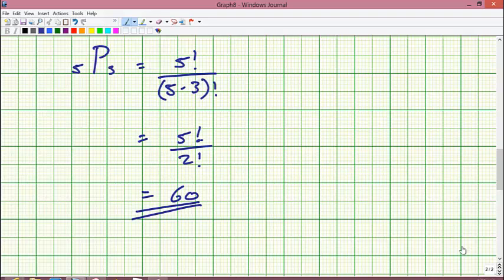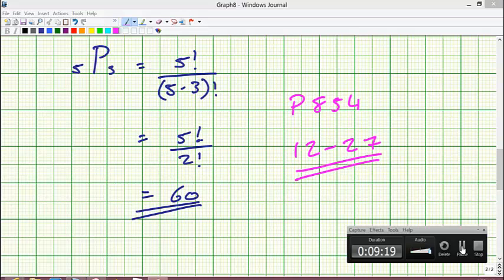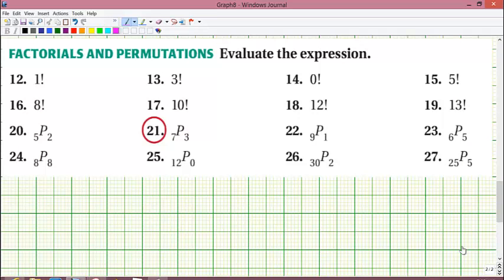Okay? Right, we're going to work through some problems. We're going to start off on page 854, and if we could do problems 12 through 27, which I'm just going to include below. Okay, there it is.